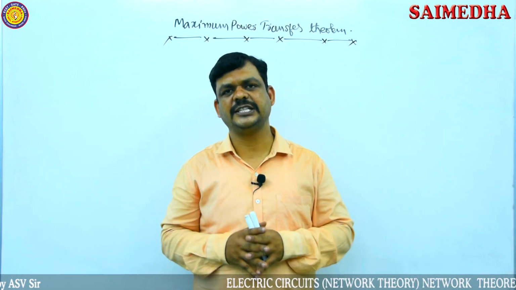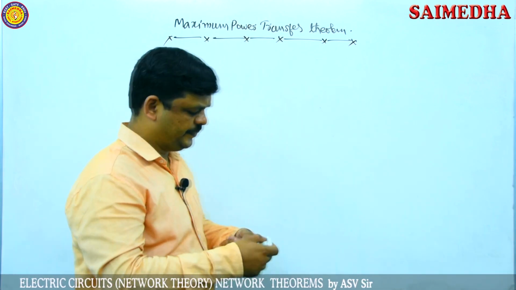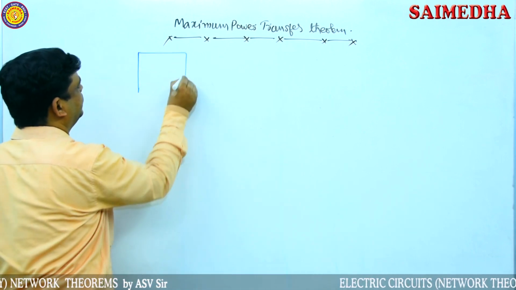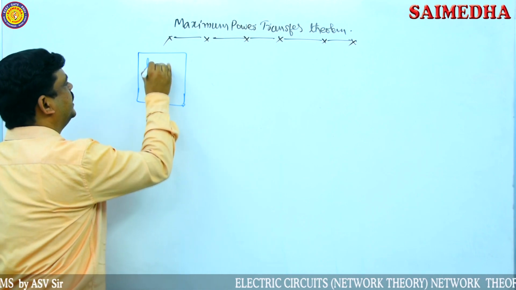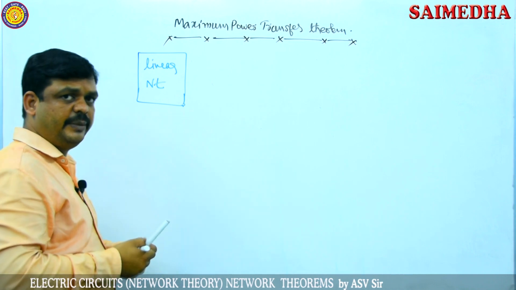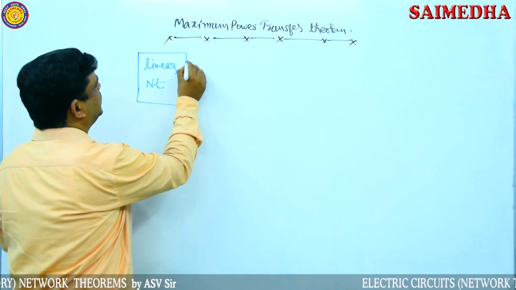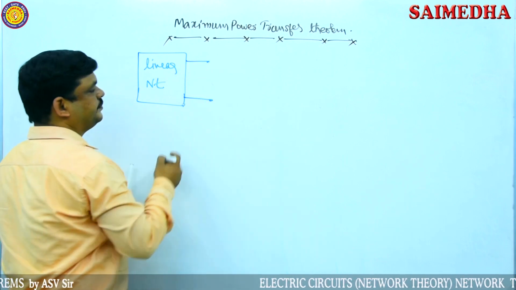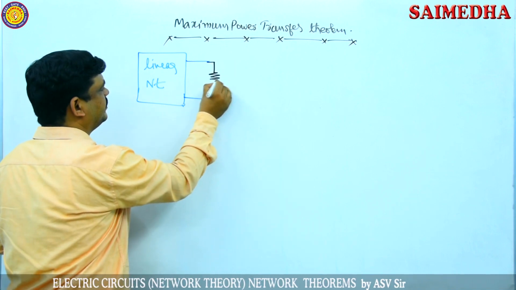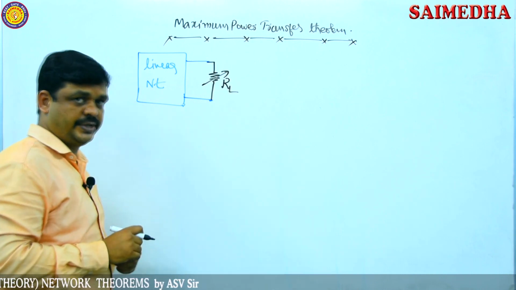To understand this analysis, initially I am taking one linear network connected with a load resistor RL. This linear network internally consists of a number of linear elements, and some voltage sources also. This complete network is connected to the load resistor RL here. This resistor value should be a variable resistor.